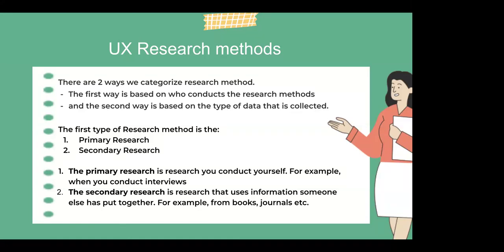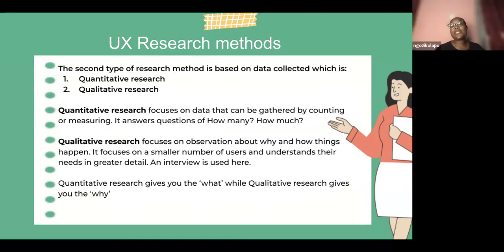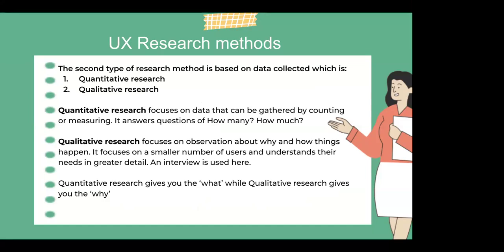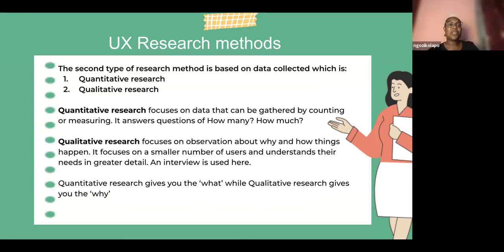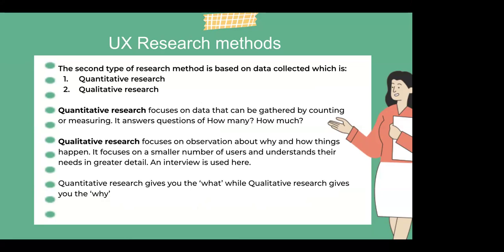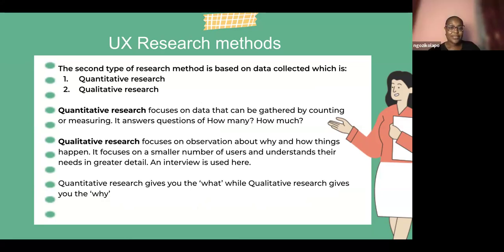So let's continue. The second type of research method is based on the data that is collected. So we have the quantitative research and we have the qualitative research method. The quantitative research method focuses on data that can be gathered, counted, and measured. So it answers questions of how many.